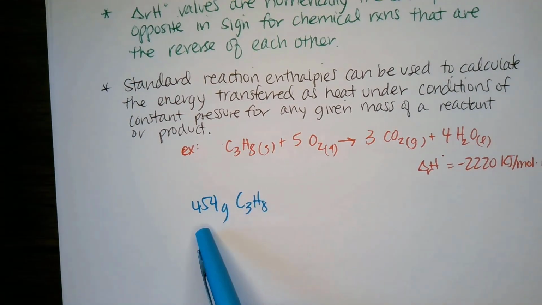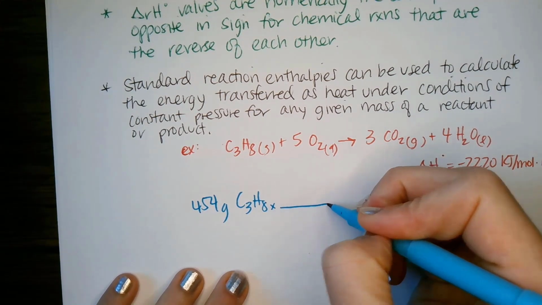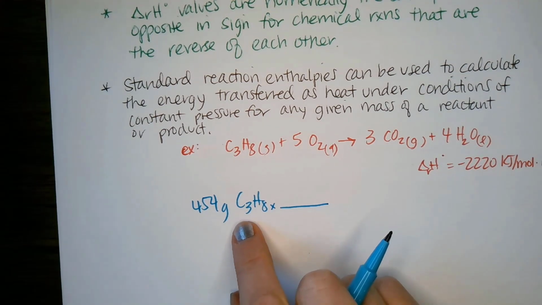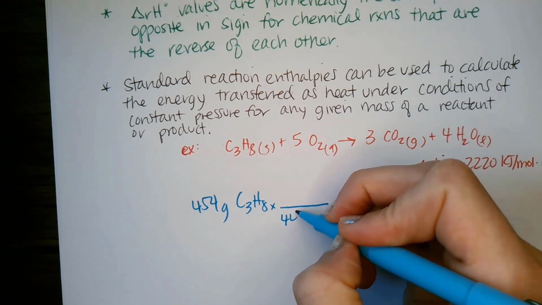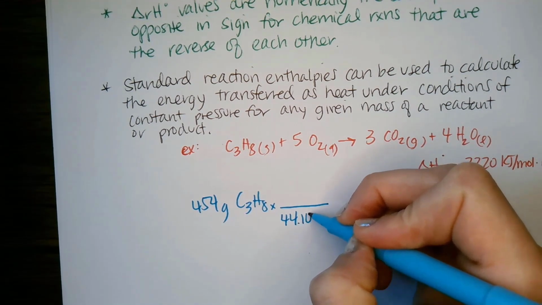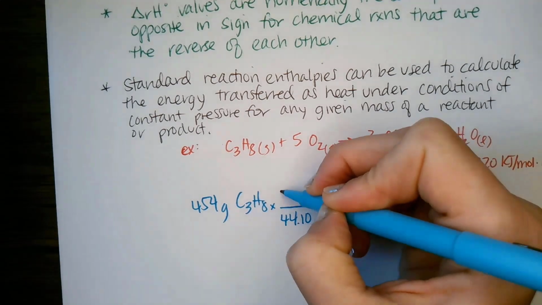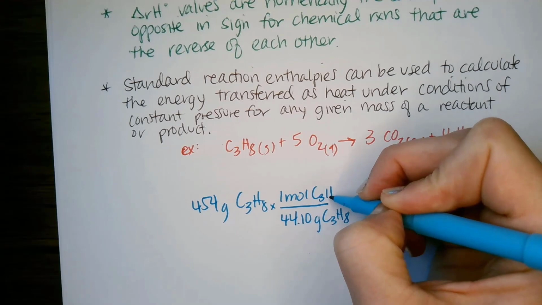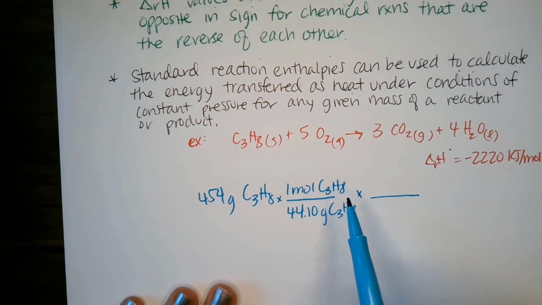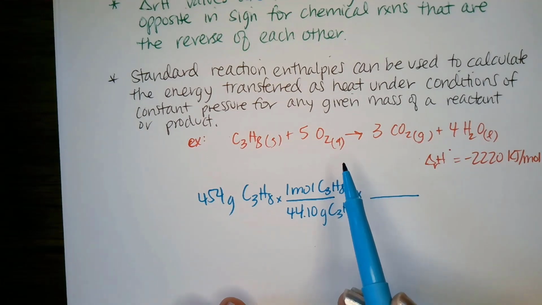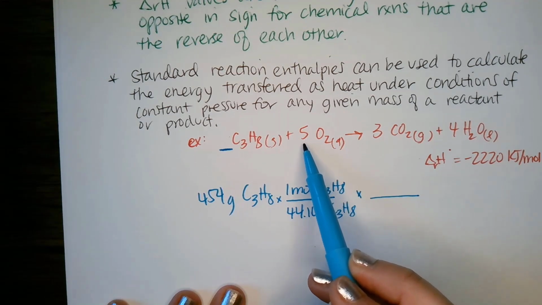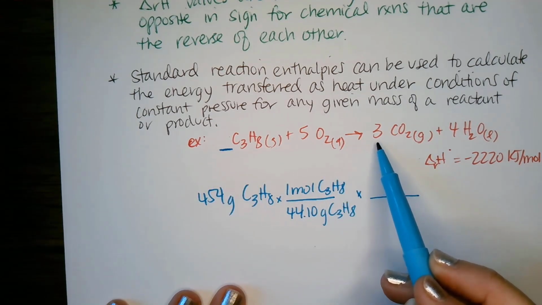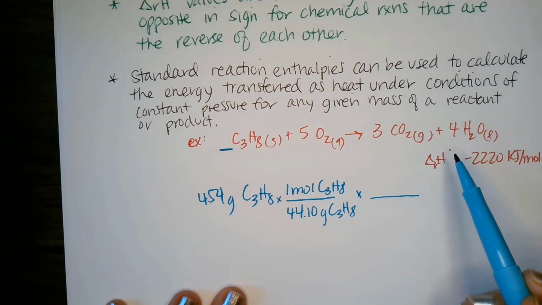So let's say that I don't start with 1 mole. Let's say that I start with 454 grams of propane. Well, we know from our chemistry, if we have grams, we got to get to moles. So we're going to add up 3 carbons plus 8 hydrogens, and we're going to find that the molar mass of this compound is 44.10 grams of C3H8 for 1 mole of propane. We're going to take this one step further, and we're going to look at our mole ratios. We just finished with stoichiometry. So we can see that 1 mole of propane would be equivalent to 5 moles of oxygen, 1 mole of propane to 3 moles of CO2, 1 to 4 moles.